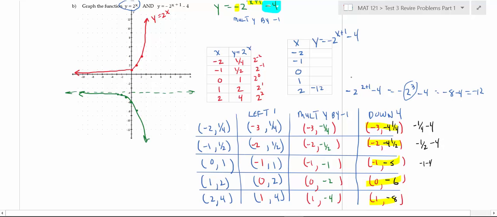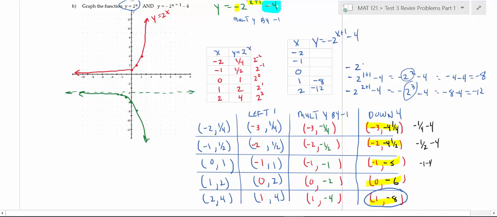Move on to the next one. You got negative 2 to the 1 plus 1 minus 4. Again, I'm plugging in 1 for x. So that is negative 2 to the 2nd minus 4. This thing right here is 4, so it's negative 4 minus 4. That's negative 8. Okay, so you got that. And see, that's the same thing we got here. You got 1, negative 8. So it's matching up with what I did in my table of transformations.